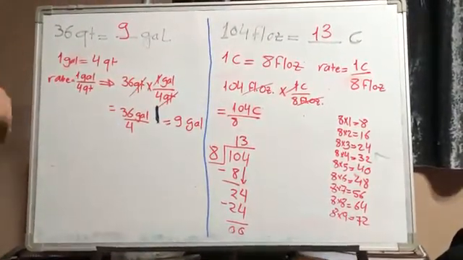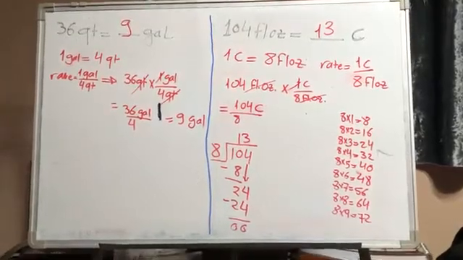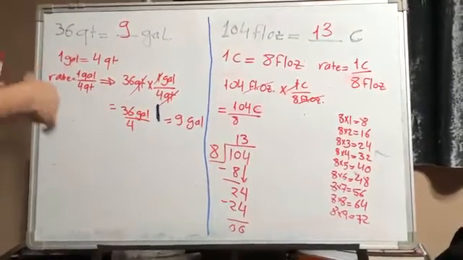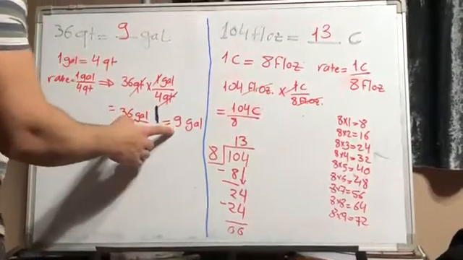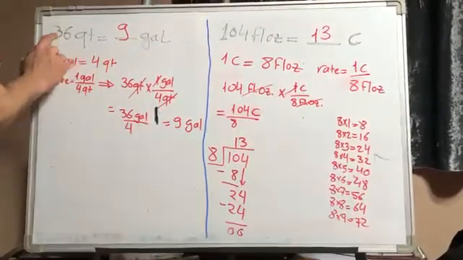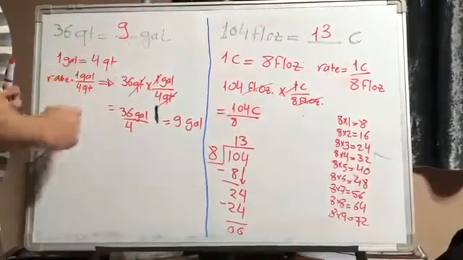If I memorized times table 4 correctly, I can remember that there's a number that, multiplied by 4, gives me 36, which is 9. So now I know that 36 quarts equals 9 gallons.